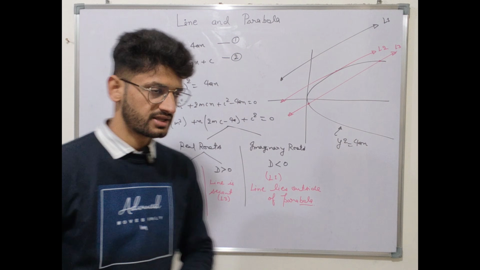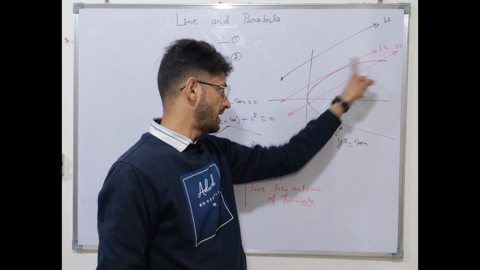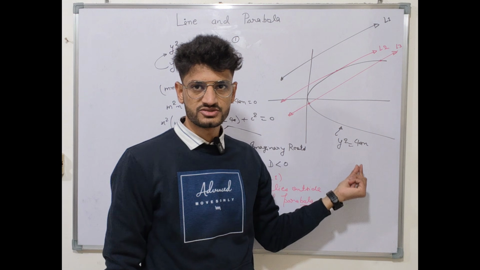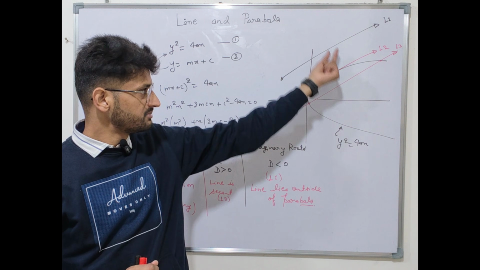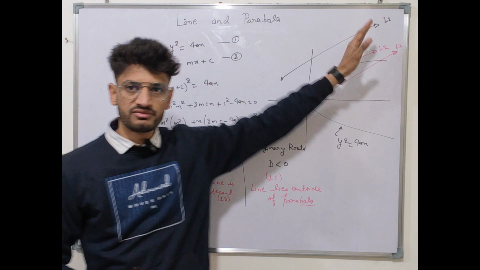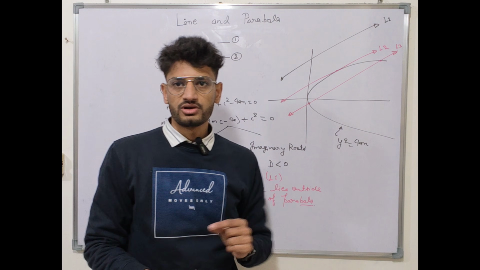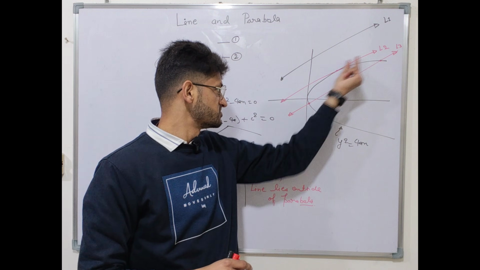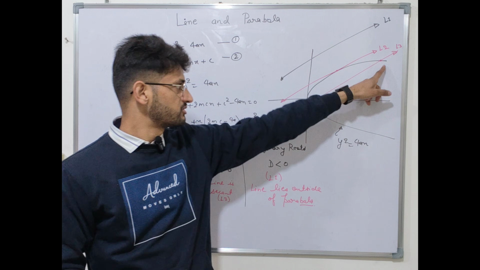That means, let me once again revise. The topic name is line and parabola. If we have the equation of parabola as y square equals 4ax, and we are asked to draw the lines, there will be three possible cases. Case 1, line L1 will never touch or cut the parabola at all. Case 2, line will touch the parabola at a single point. That's why this is known as tangent. And line L3, that is case 3, line will cut the parabola at two distinct points.